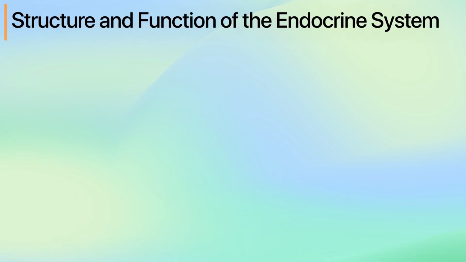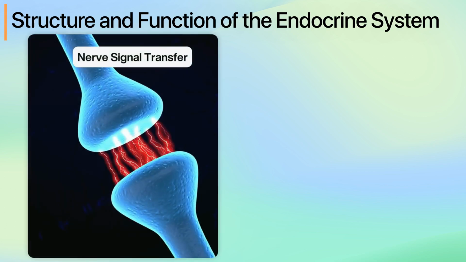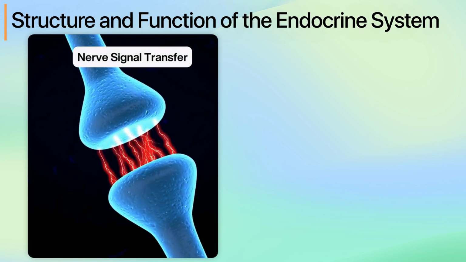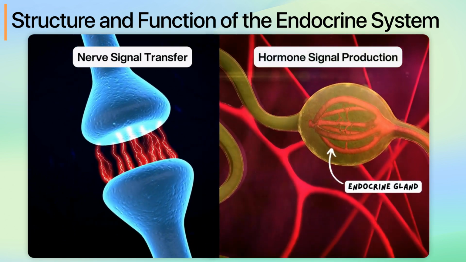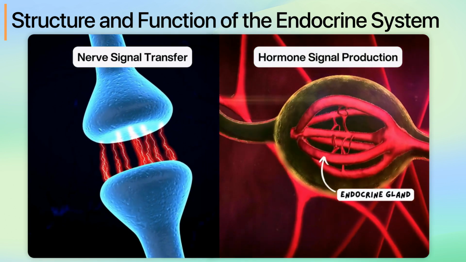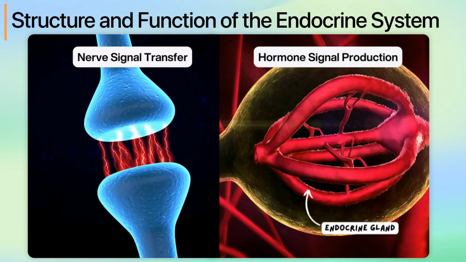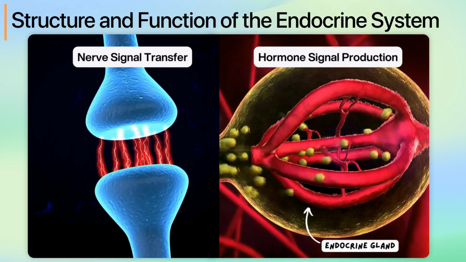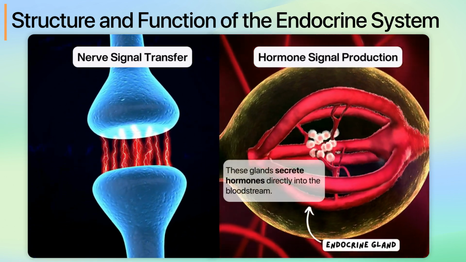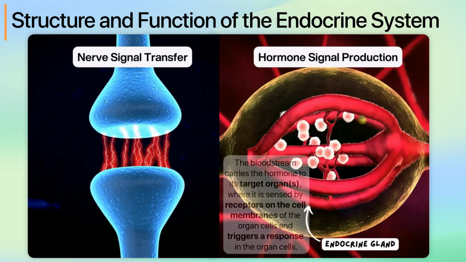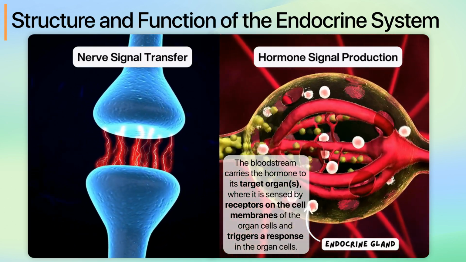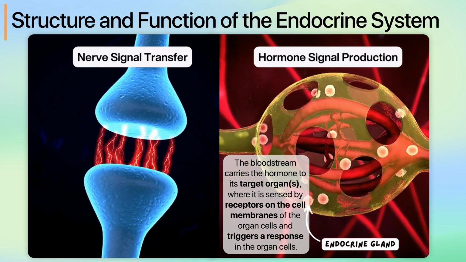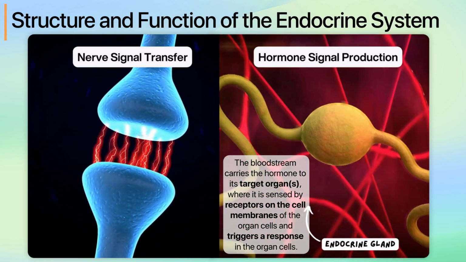To begin, let's explore how the body coordinates and controls various functions. Besides sending electrical impulses along the body through the nervous system, the body has another coordination and control system that sends information through chemical substances called hormones. This is called the endocrine system. The endocrine system is made up of glands, called endocrine glands, that secrete hormones directly into the bloodstream. The bloodstream then carries the hormone to its target organ or organs, where it is sensed by receptors on the cell membranes of the organ cells and triggers a response in the organ cells.